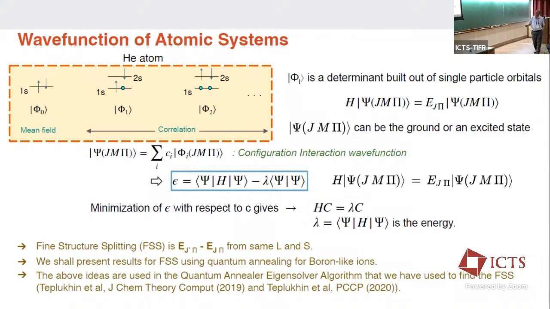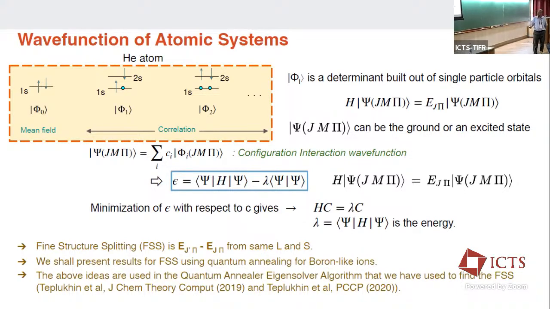So this normalization constant turns out to be the energy. This is an important thing: if you want to find the wave function and the energy, and you want the wave function to be normalized, then this condition is necessary, and the Lagrange multiplier is actually the energy. So fine structure splitting corresponds to 2 different J values with the same parity.